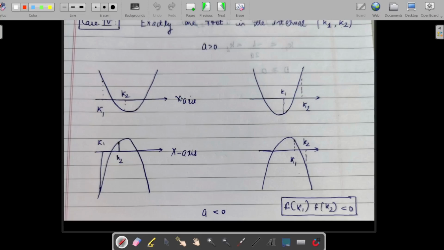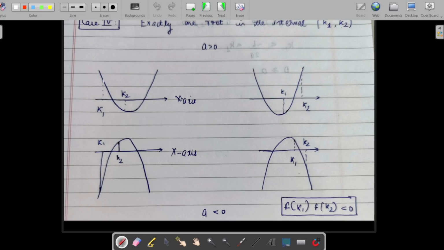So don't get overwhelmed. So exactly one root in the interval k1 and k2. Again, visualize this graph. Let us say a is greater than 0. So k1 here, k2 here, or k1 here, k2 here. Similarly, k1 here, k2 here, k1 here, k2 here.